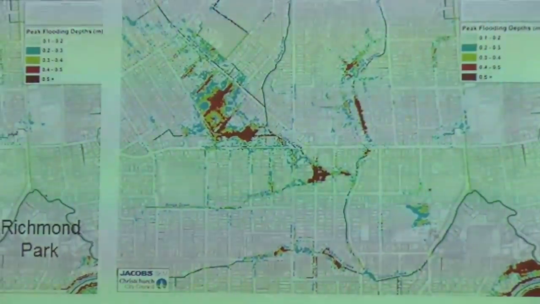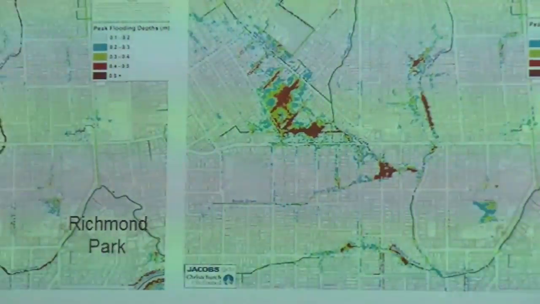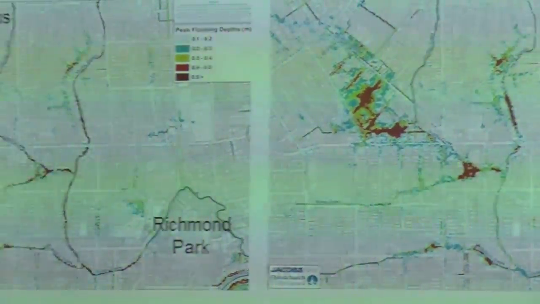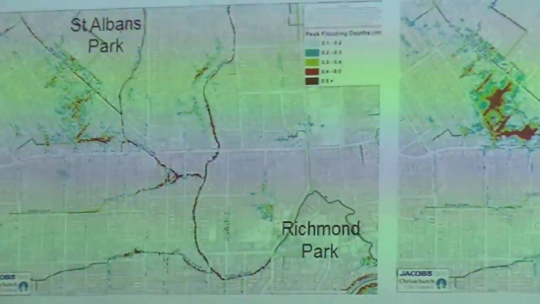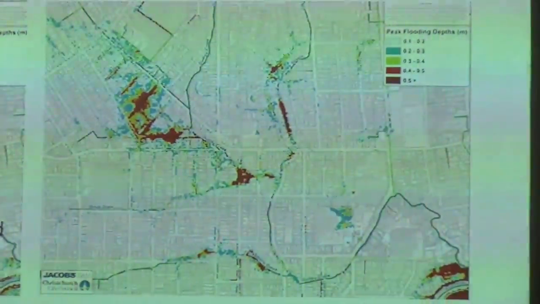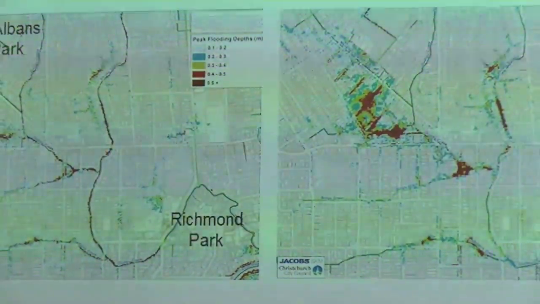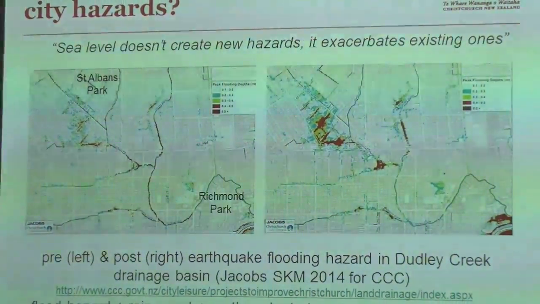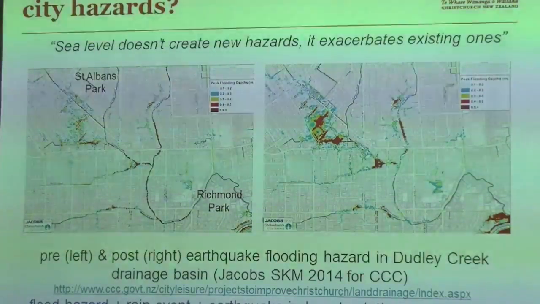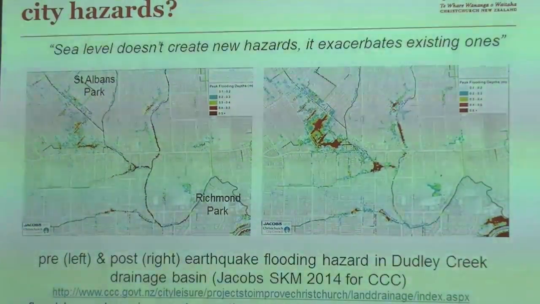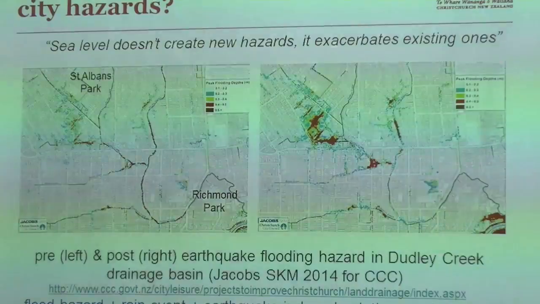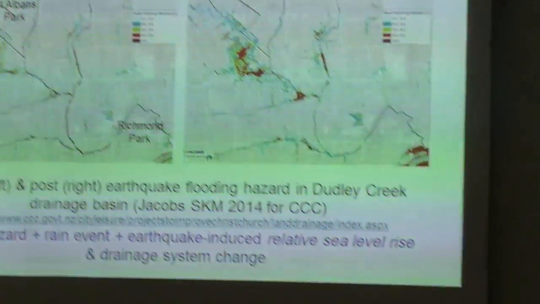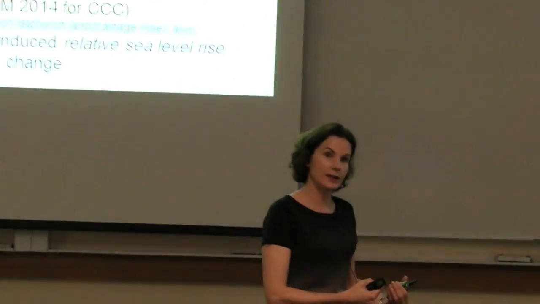They've done an assessment of what flooding was like before the earthquakes for a particular flood scenario, and then after the earthquakes. And you can see very clearly here that there's an increase in the flooding extent post-earthquakes, because we've had changes in our land levels and changes in our drainage systems. These are the kind of hazards adding up together that we'll see with sea level rise. I've used an earthquake flooding analogy, but you can look at the same sorts of things happening with sea level rise.